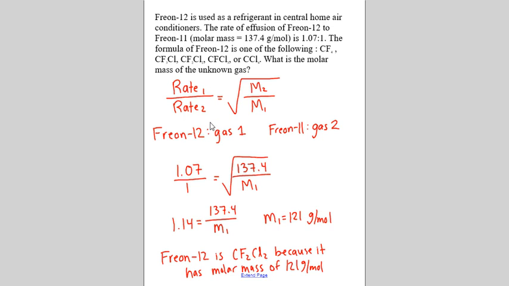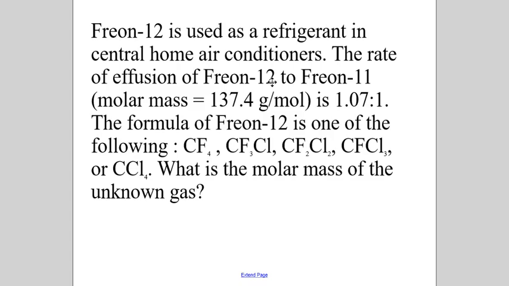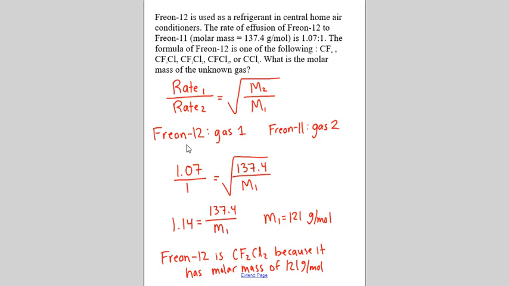So here's rate 1 and 2. Here's molar mass 1 and molar mass 2. So we know this ratio, and we know one of these masses. We can assign whichever one we want to be gas 1 and which one we want to be gas 2. We just have to keep them relative. In the problem, it gives us Freon 12 before it gives us Freon 11. So it's probably best to just assign this as 1 and assign this as 2. So that would mean we get this ratio and this fraction.